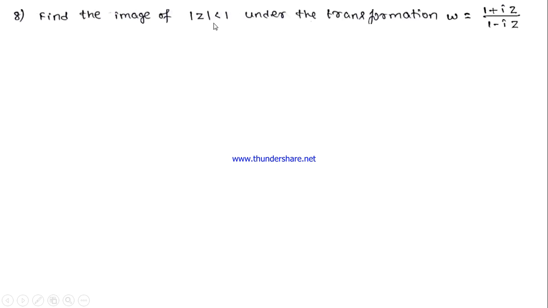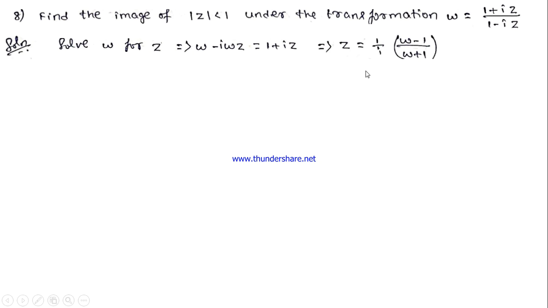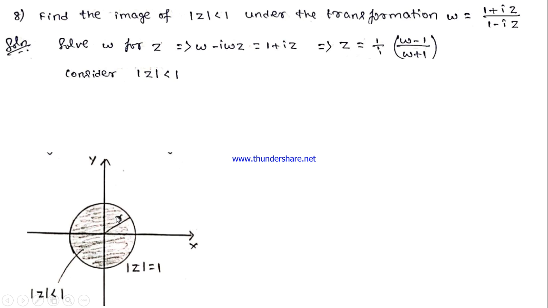Find the image of |z| < 1 under the transformation w = (1 + iz) divided by (1 − iz). So solve for z first as usual. Once it is solved for z, consider |z| < 1. I need not express it in terms of x and y this time, because the equation is given in terms of z itself. What does |z| < 1 represent? It represents the set of all points lying within the circle with center at the origin and radius 1 unit.